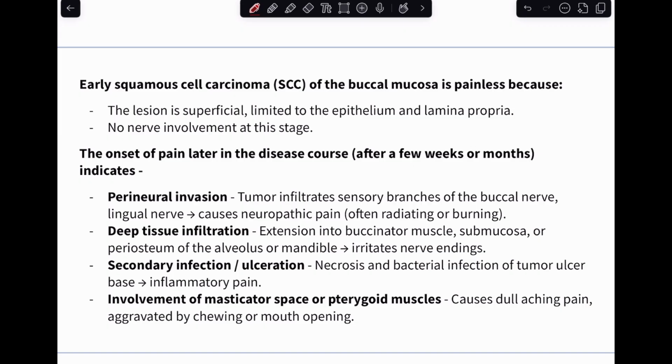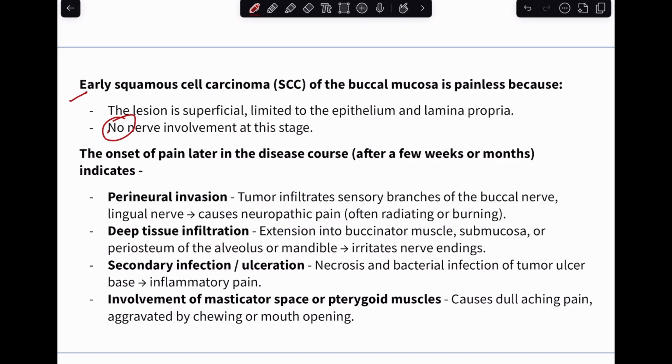When we have an early squamous cell carcinoma in the buccal mucosa, initially it is painless. What are the reasons for it? Because the lesion is very superficial. It has only involved the epithelium and the lamina propria. If it has not undergone deeper infiltration, usually we do not have any pain. And also at an early stage of the malignancy, we do not have any nerve involvement. These are the two reasons why the early squamous cell carcinoma of the buccal mucosa will be painless.